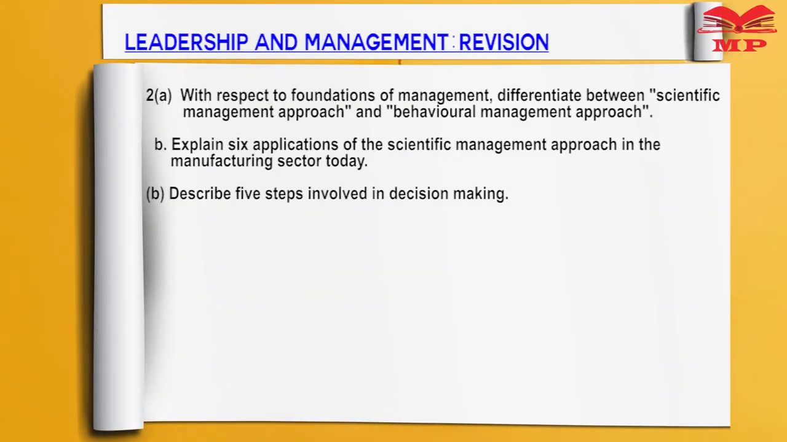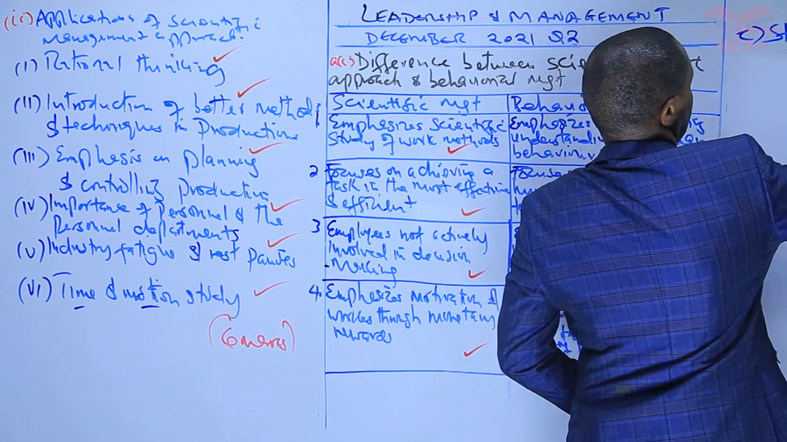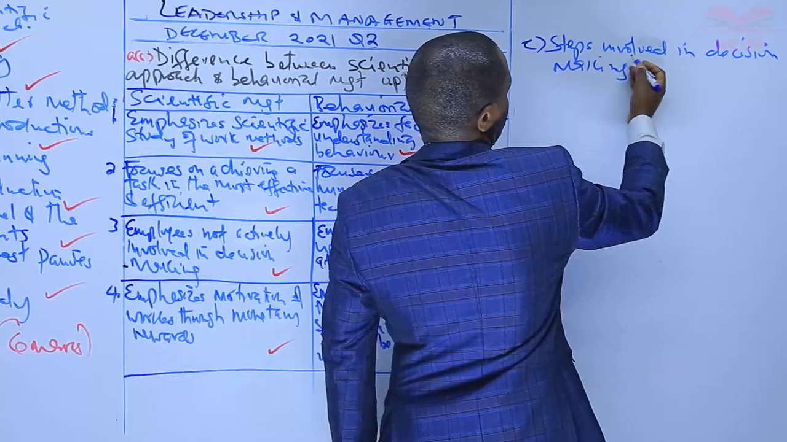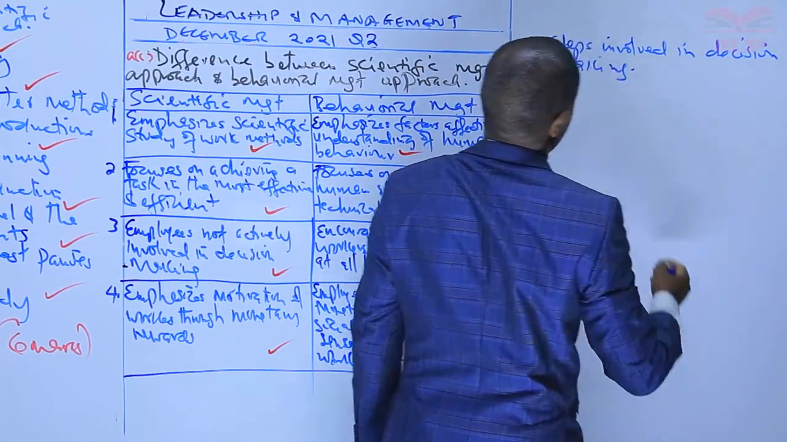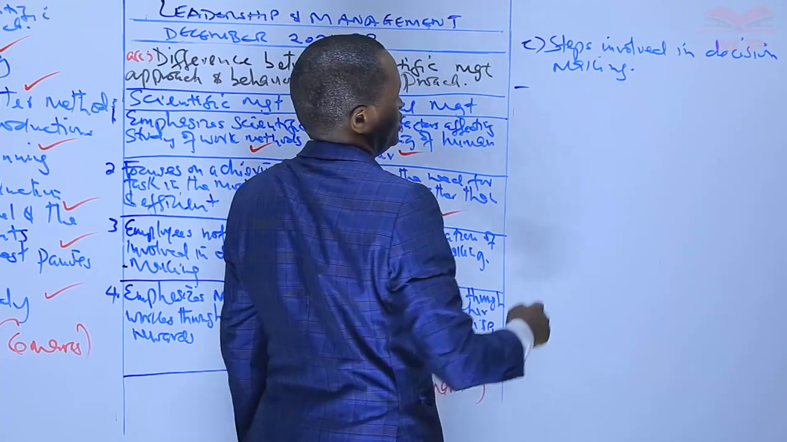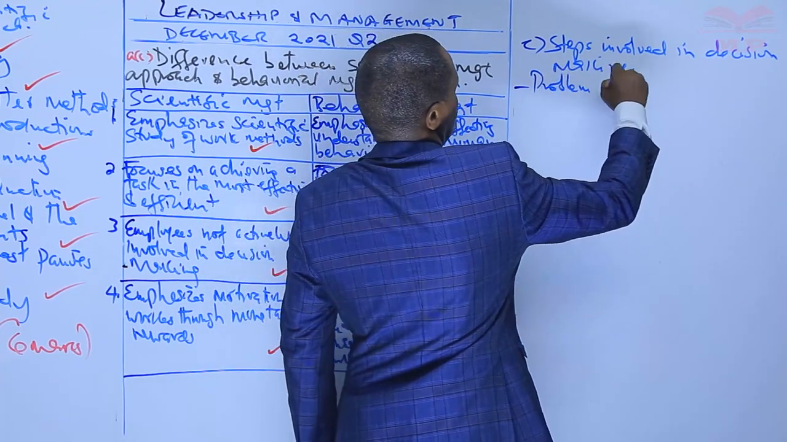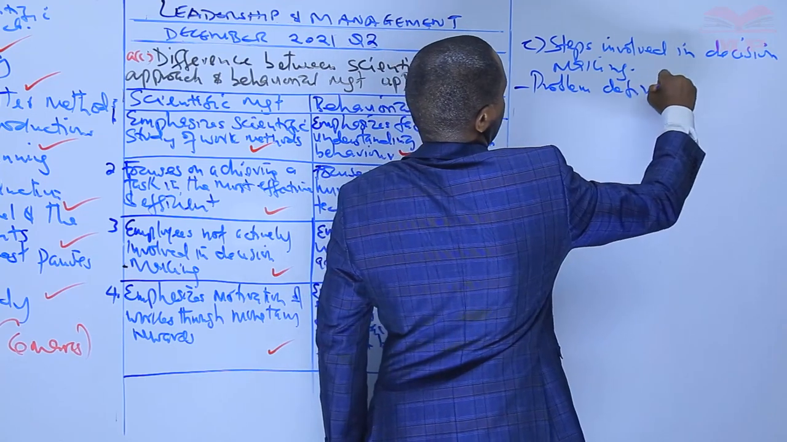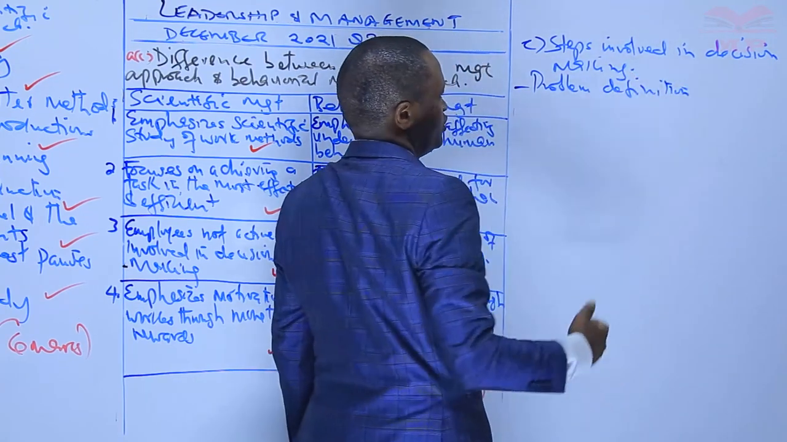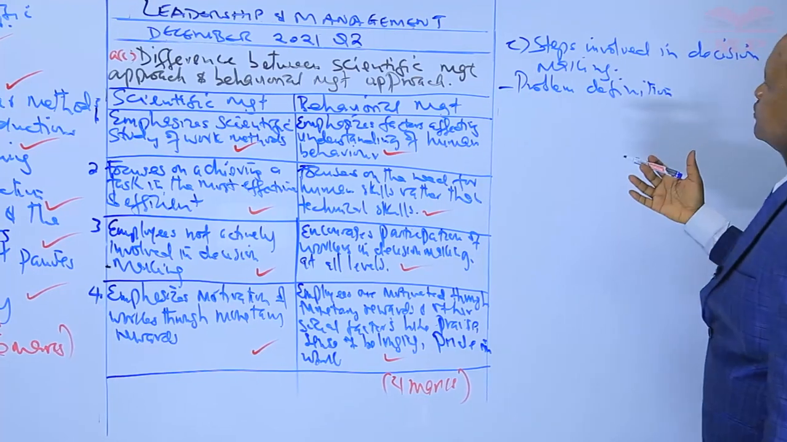Part B, describe 5 steps involved in decision making. 5 marks. Steps involved in decision making. The first step is problem definition, before you make a decision.